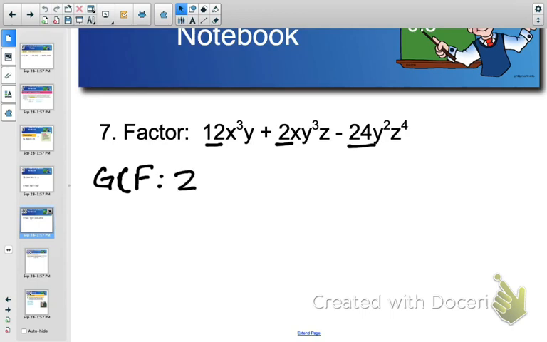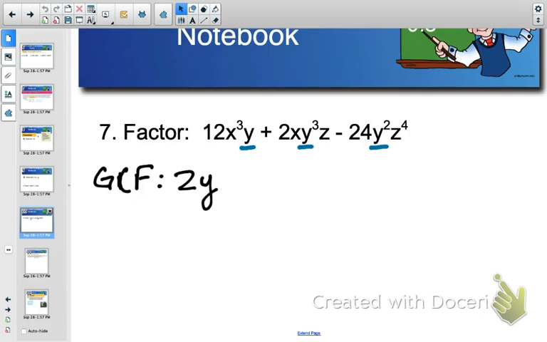Now, how many x's do they share? This has 3 x's, this has 1 x, this has no x's. So we can't put any x's in the GCF because this one doesn't have any right here. So let's go to y's. There's 1 y, there's 3 y's there because it's y to the third. There's 2 y's there. The smallest one of those is just 1 y, so I can take 1 y out.